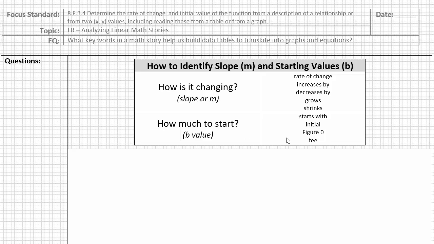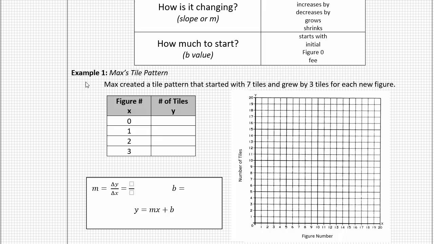So let's go ahead and apply and look for some of these words in a couple of examples of math stories. Alright, so here's our first example. It's Max's tile pattern. Max has created a tile pattern that started with 7 tiles and grew by 3 tiles for each new figure. So the first thing that I want you to do is read through that math story, or that description of Max's tile pattern, and see if you can find any of our vocabulary words from our table that might clue you in on how we could start building our table.